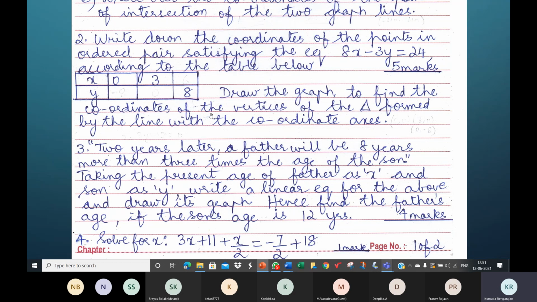So clearly your graph is correct if your graph passes through these points. You mark 0, -8, so it will cut the y-axis here, and the x-axis at 3, 0. Your graph is right.